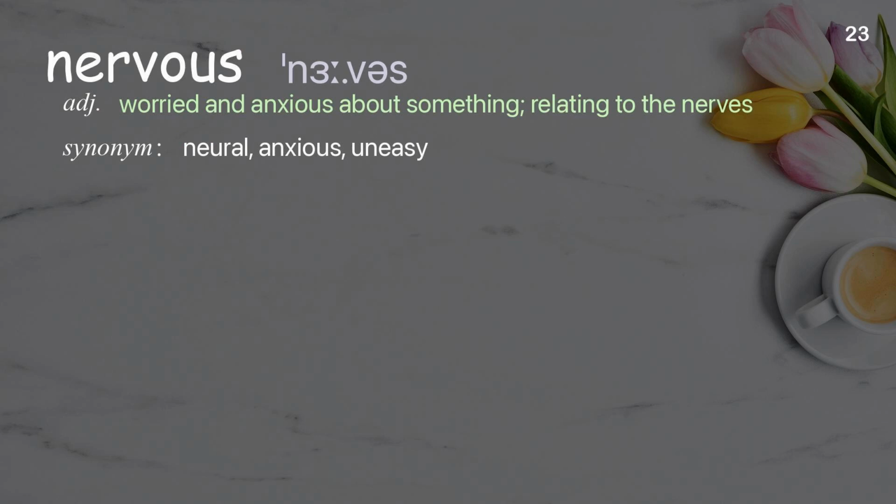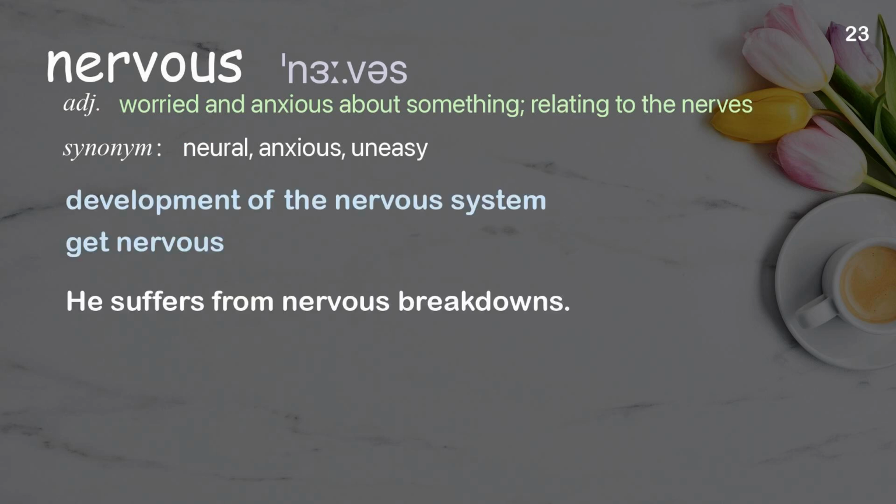Nervous. Worried and anxious about something; relating to the nerves. Examples: Development of the nervous system. Get nervous. He suffers from nervous breakdowns.